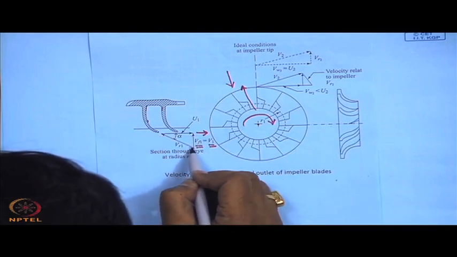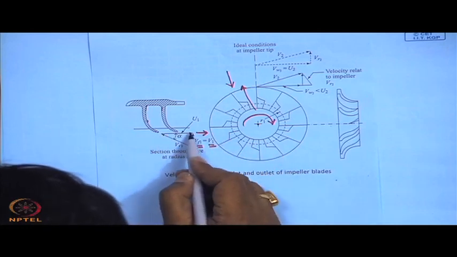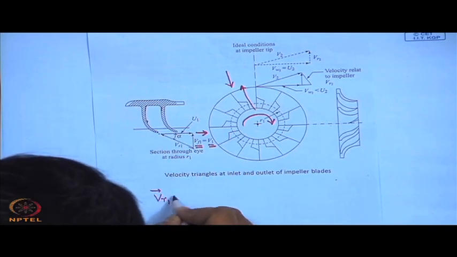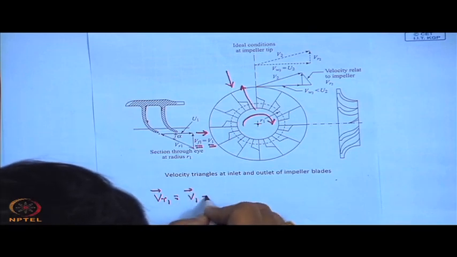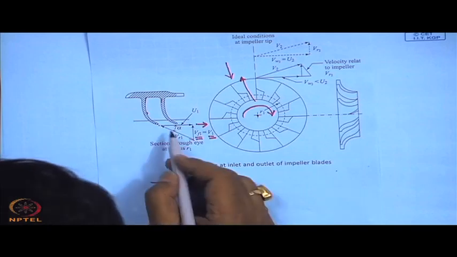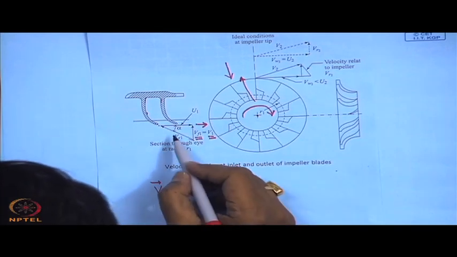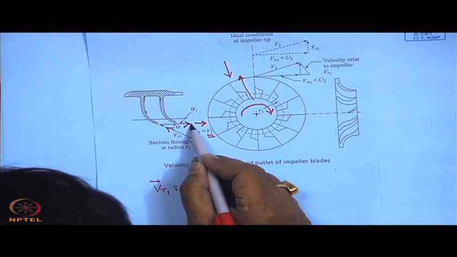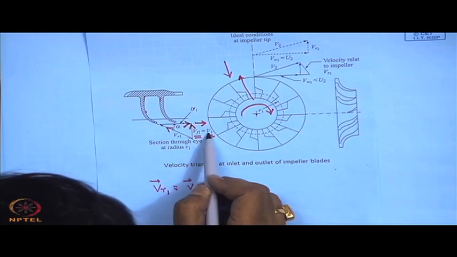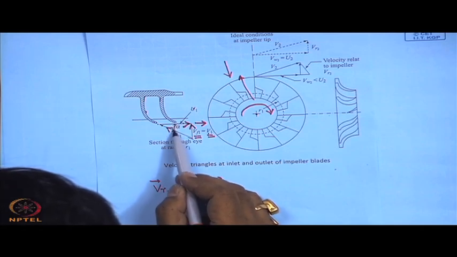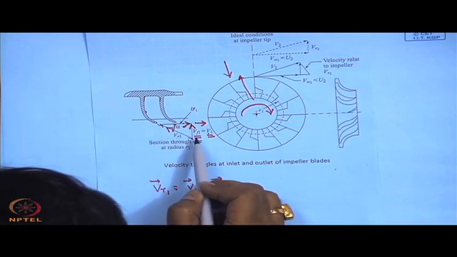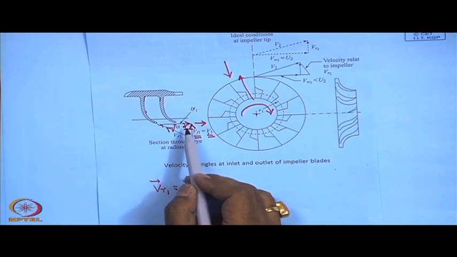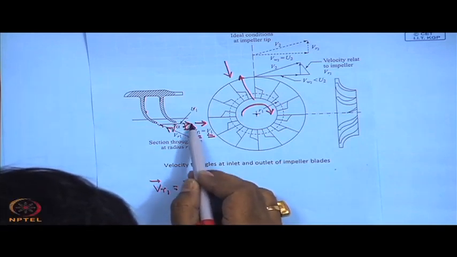Now, if you have to find out the relative velocity, you have to vectorially subtract the velocity of the impeller at the inlet. That means the relative velocity vector Vr1 is V1 minus U1. If you draw this diagram, this is Vr1, this is U1, and therefore, this is V1. So, this is the relative velocity, V1 minus U1. And this angle is the angle made by the relative velocity with the tangential direction, while the absolute velocity makes a 90 degree angle, because this is axial, and the axial direction is perpendicular to the tangential direction. So, this is the axial flow velocity at the inlet.